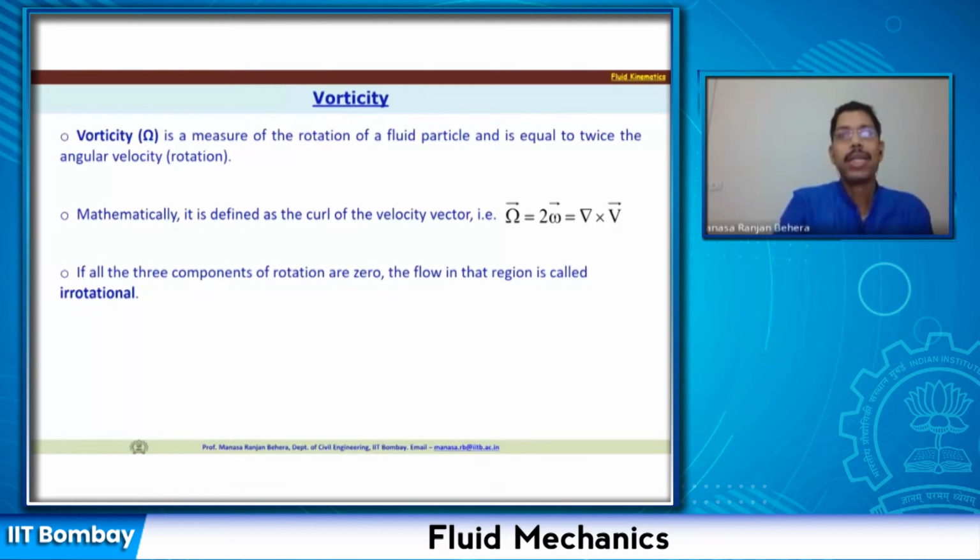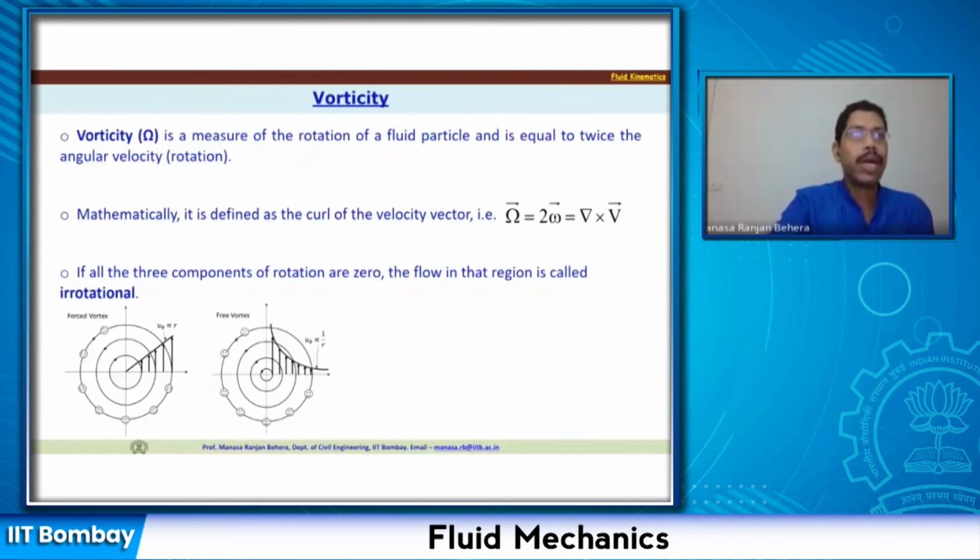And if you look at typical examples, we have already seen the rotational and irrotational flows. So here, this is a forced vortex, and this is a free vortex. In case of forced vortex, we have already seen that the particles rotate about their mass center. So we are talking about the rotation. We are taking an elemental fluid, and this elemental fluid is rotating about its mass center, isn't it?